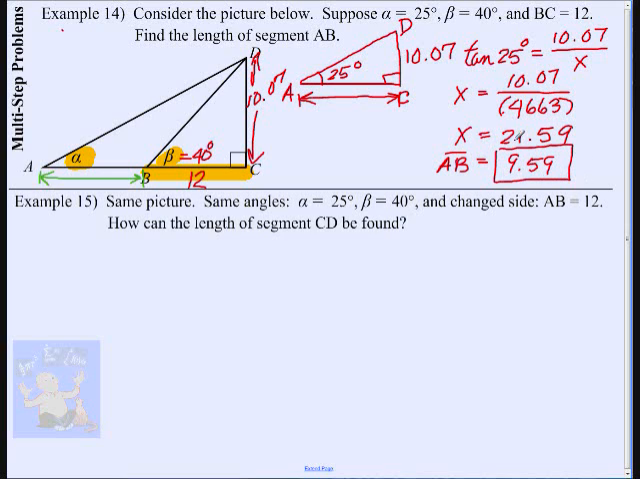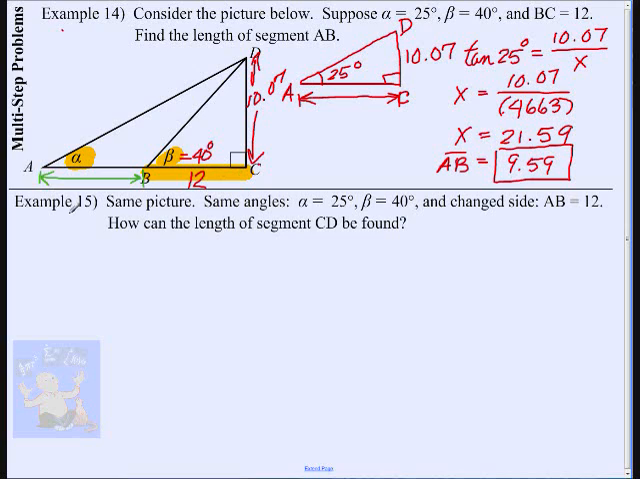So this was a great example of being given some information and having to solve first the smaller triangle so we could get this length, and then the larger triangle so we could get this leg, and then we had to subtract 12 from it.